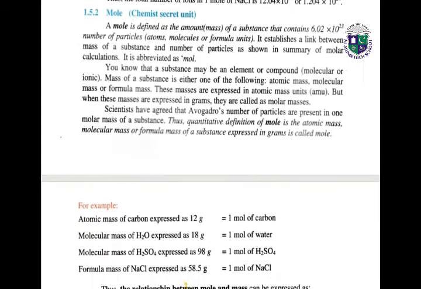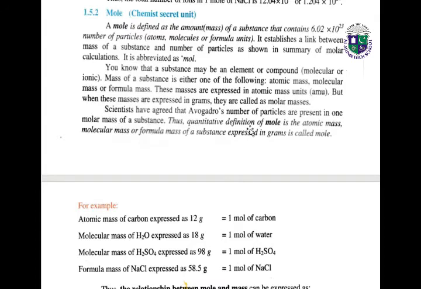Next, we have the definition of a mole. It is a chemist's secret unit. Mole. A mole is defined as the amount or mass of a substance that contains 6.02 × 10^23 particles of atoms, molecules or formula units. Basically, it establishes a link between the mass of a substance and the number of particles, as shown in the summary of molecular calculations. It is abbreviated as mol. Also, we can define the mole as: scientists have agreed that Avogadro's number of particles are present in 1 molecular mass of a substance.